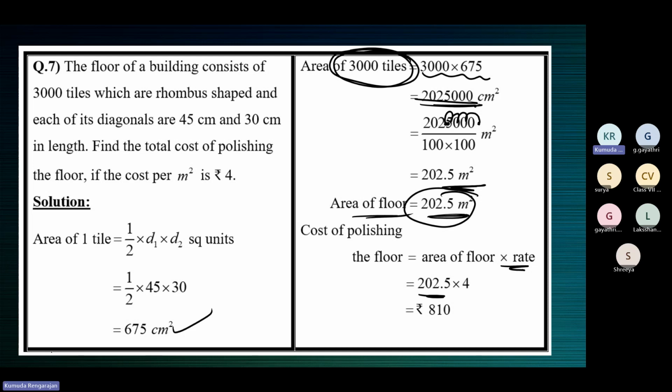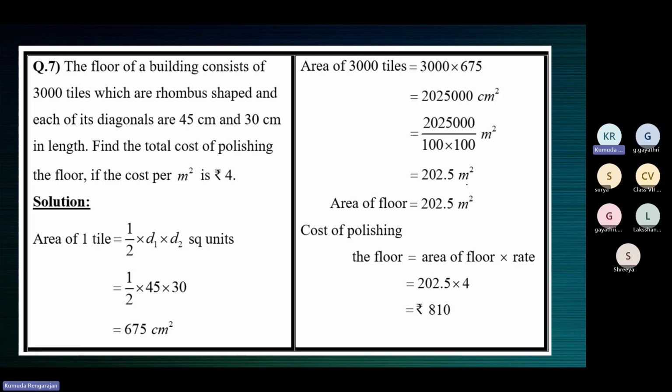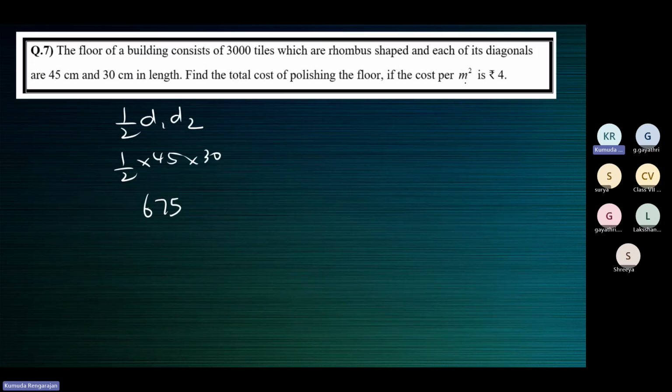Now the question is, why did we convert centimeter square to meter square? That's because the rate was given like that. What is the rate? For 1 meter square, it is 4 rupees. So you must find the area in meter square. See the rate here. 1 meter square, 4 rupees.